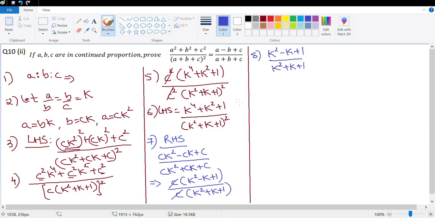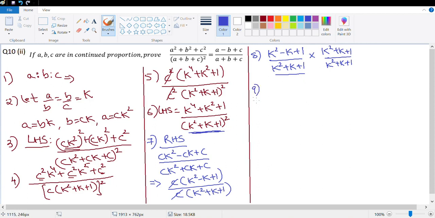Let me see if I have reached the left hand side. I notice the k square plus k plus 1 is common, but on the left hand side I have the square of it. So let me just multiply both numerator and denominator by k square plus k plus 1. Yes, I'm allowed to multiply and divide the same number to both numerator and denominator because that will not change my fraction. Why am I doing it? Because I have to reach the left hand side, and in the left hand side I had the square of k square plus k plus 1. So let's go ahead and multiply.